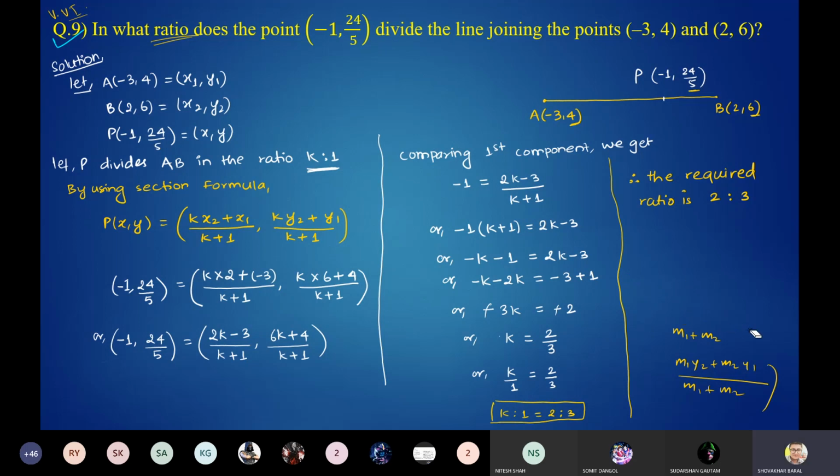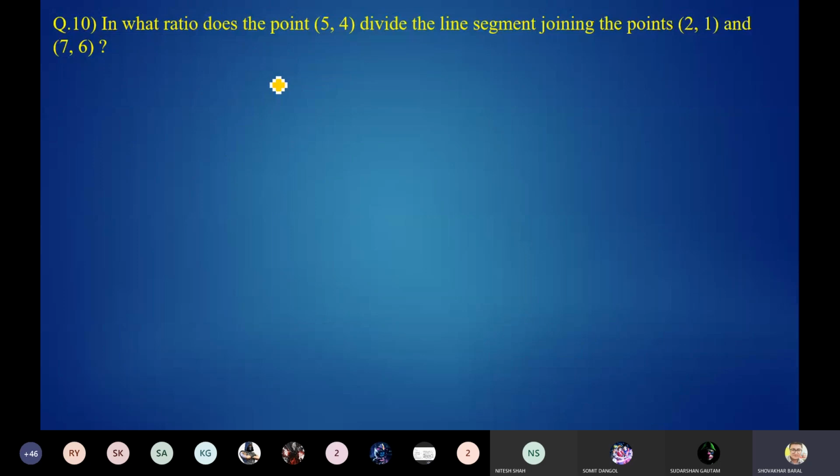I hope you understand. So let's go to the next question. Okay, invert ratio. Okay, do this question right now, all of you. Do this question and we'll go to the next question. Please let me know if you complete it. Copy this question and solve it right now.